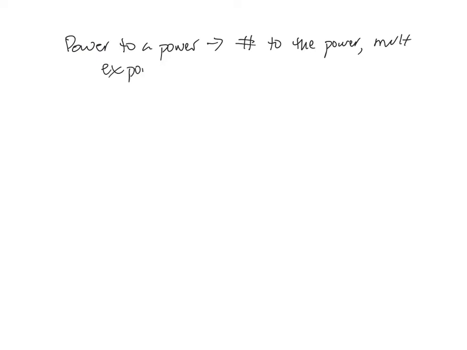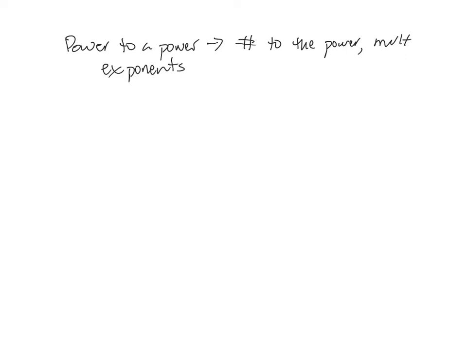So in the book, they call it power of a power, and I'm fine with that. I call it power to a power. Okay, and you're going to do the number to the power, or the number in front, and then you will multiply exponents.